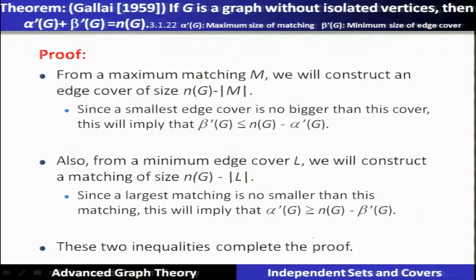Now, we are going to see another theorem, which says that if G is a graph without isolated vertices, then alpha prime G plus beta prime G is the total number of vertices of the graph. Alpha prime G is the maximum matching and beta prime G is the minimum edge cover. Now we are going to see the proof of this theorem. From a maximum matching of size m, we will construct an edge cover of size n minus m. Since the smallest edge cover is no bigger than this particular cover, this implies that beta prime G is at most n minus alpha prime G.